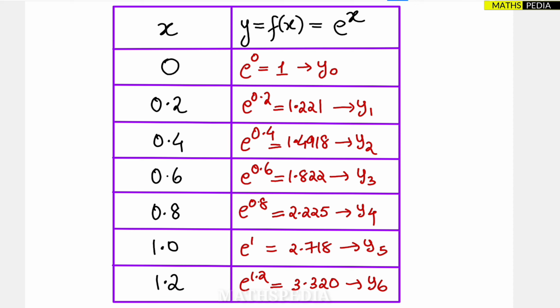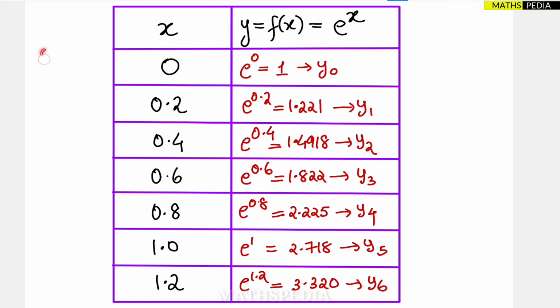See, already it is given in the question. There should be 6 intervals, right? n value is 6. So here also if we calculate, this is 1, 2, 3, 4, 5, 6. 6 intervals will be there. How many points will be there? 7 points will be there. That means it is 1 more than the interval.